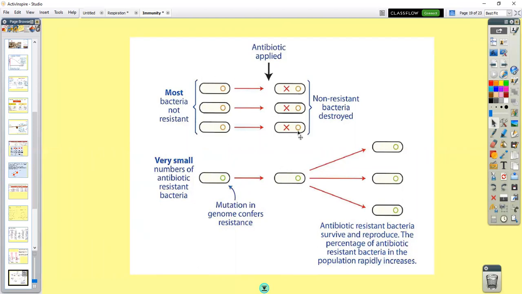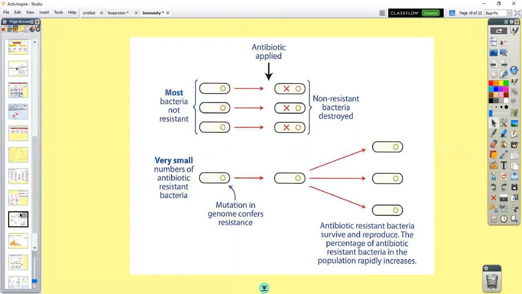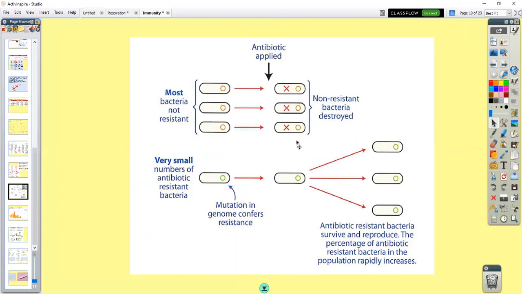Okay, so here you can see at the top, most of the bacteria are not resistant. If you apply your antibiotic, it will kill those off because they're not resistant. Okay, unfortunately, small numbers may have slight mutations which cause resistance. So it means that if you apply that antibiotic, then it'll have no effect, which means that bacteria can then multiply and pass on that resistance to the next generations of bacteria.